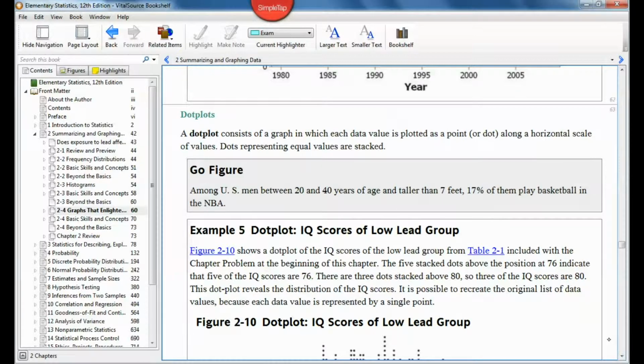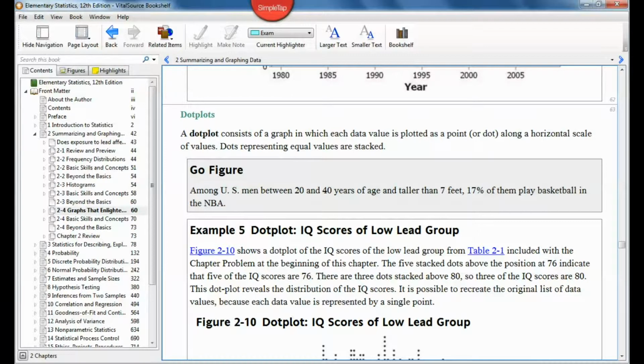Alright, dot plots. I think about dot plots kind of like tally marks. If you were tallying up frequencies for different classes, it's kind of similar to what a dot plot is. A dot plot consists of a graph in which each data value is plotted as a point or dot along a horizontal scale of values. Dots representing equal values are stacked.